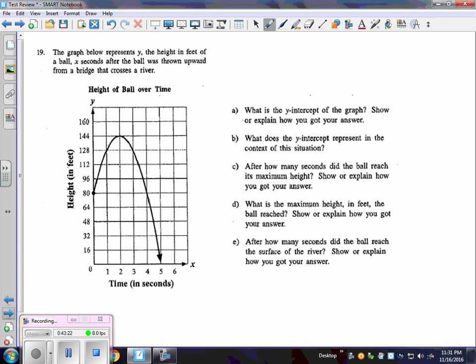First question is, what is the y-intercept of the graph? So here's your y-intercept. It is at 80, so (0, 80). To explain, it's on the y-axis over there. Next, what does the y-intercept represent in the context of the situation? You can see it's talking about height in feet, so that would be the starting height for the ball.